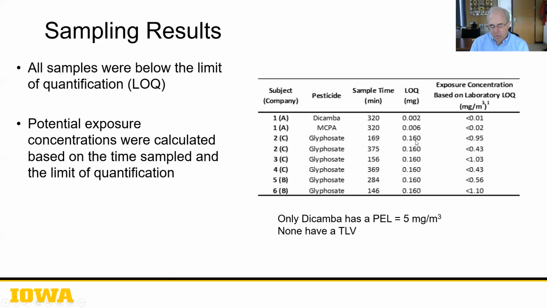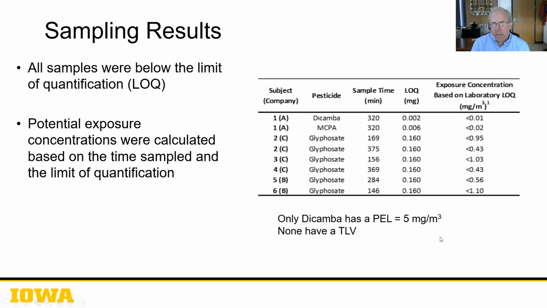And then Spencer just did the calculations knowing the sample flow rate and the sample time and the LOQ. He converted it to a maximum exposure concentration based on the LOQ, or the reporting limit. You can see it was very low for the horsepower and varied between about 0.4 to 1 for the glyphosate as a maximum possible concentration.